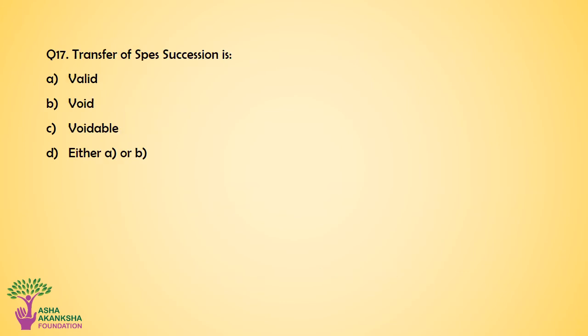Question number 17. Transfer of spes successionis is option A, valid, option B, void, option C, voidable, or option D, either option A or option B. The correct answer for this question is option B, void.